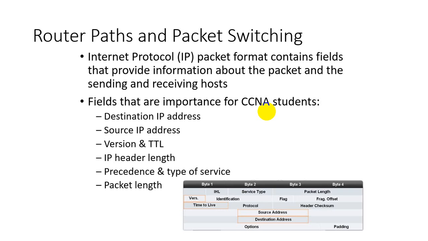So we have previously looked at router paths and packet switching. In this, we have learned about destination IP addresses and other aspects of IPv4 addresses, including source and destination IP addresses, version, TTL, and other fields.